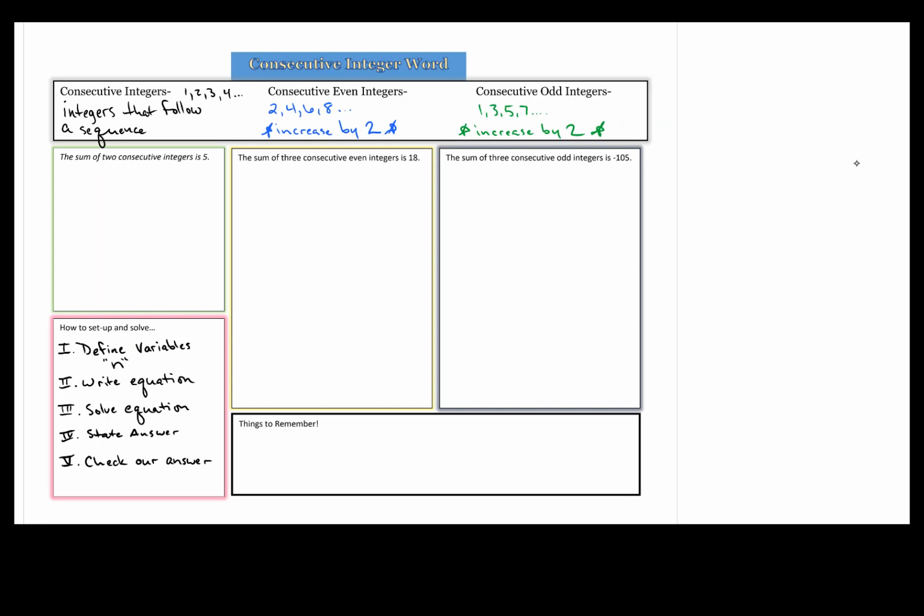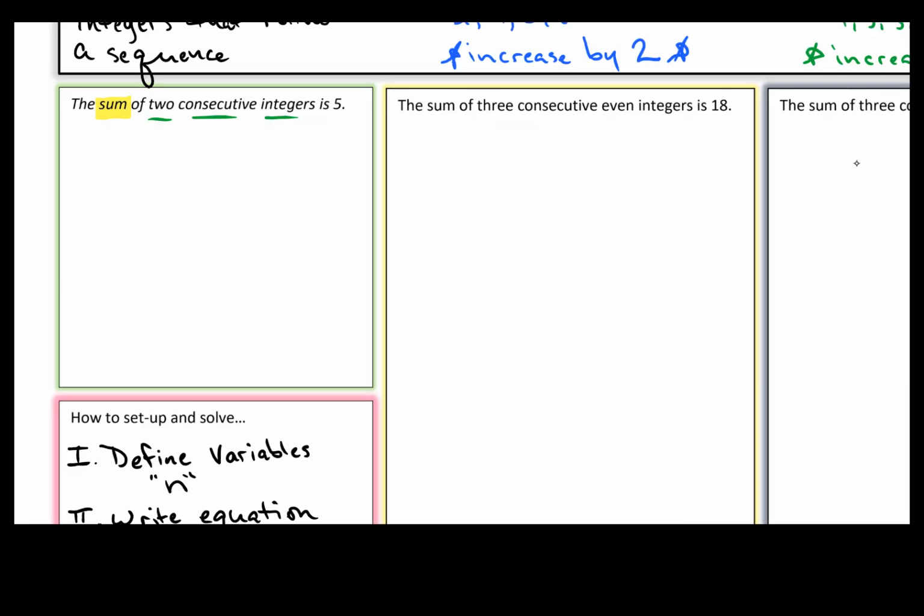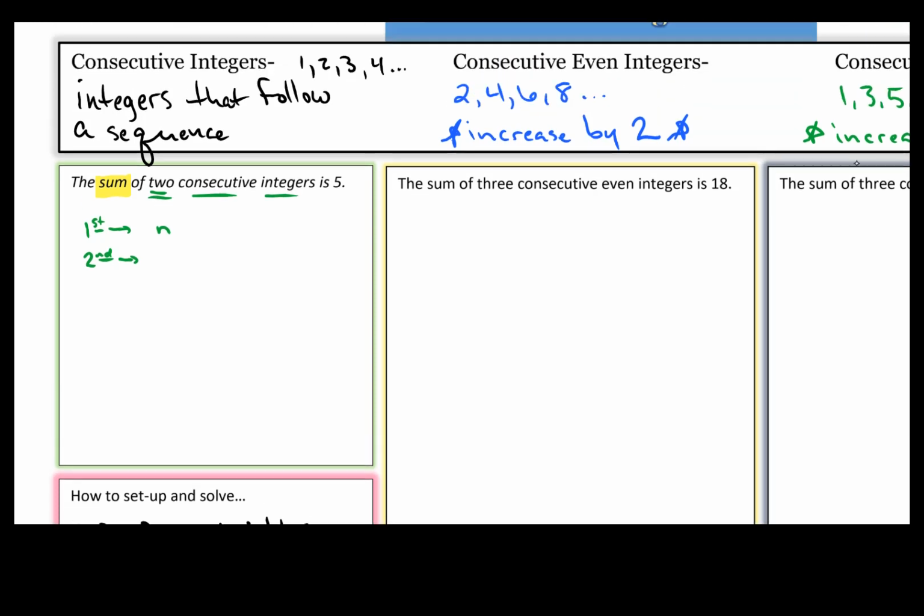So this says the sum of 2 consecutive integers equals 5. First, you notice this word here, sum. So the first thing I'm going to do is define my variables. I have my first integer and my second integer. And I know this because it says 2 consecutive integers. My first one I'm just going to call n. And since it's 2 consecutive, that's just right in a row. And you might remember from up here where we said that's like 1, 2, 3, 4. So this was like saying n plus 1.